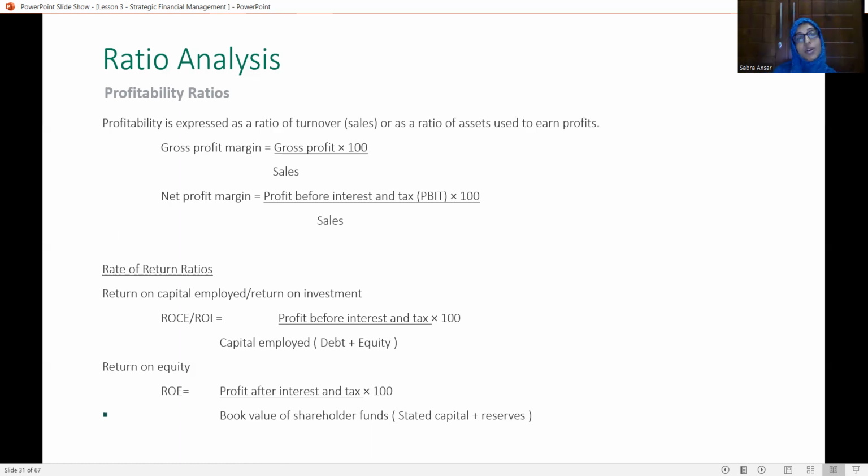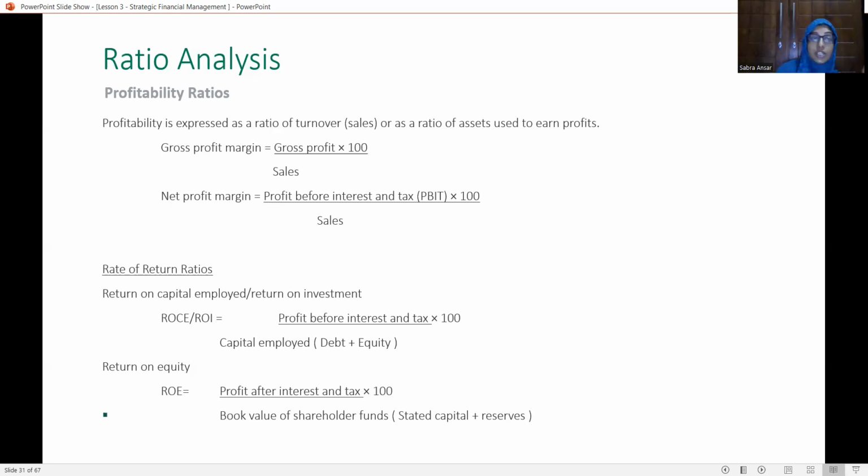So basically, capital employed would be the debt plus equity. That particular amount is compared with the profit before interest and tax, multiplied by 100. There's another way of calculating, called return on equity or ROE, where the profit after interest and tax is divided by the book value of the shareholder funds, which is the share capital plus reserves, and multiplied by 100. Using this, the rate of return ratios will be calculated. So basically, these are mathematical calculations where these particular ratios could be calculated.